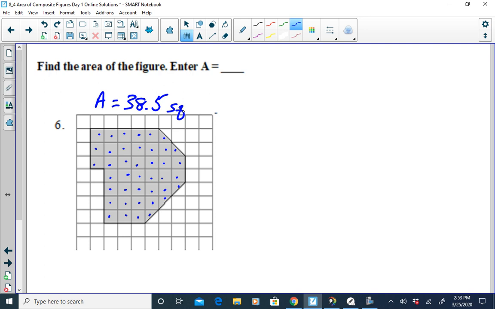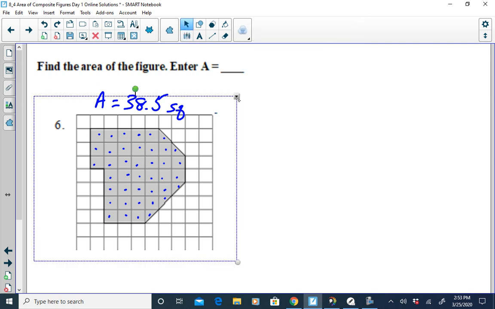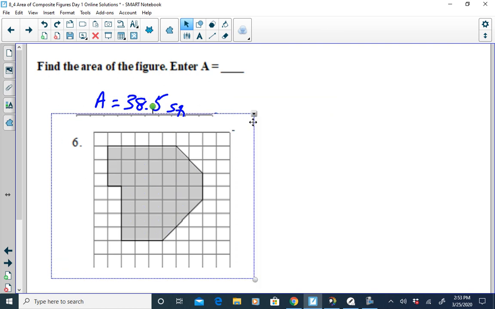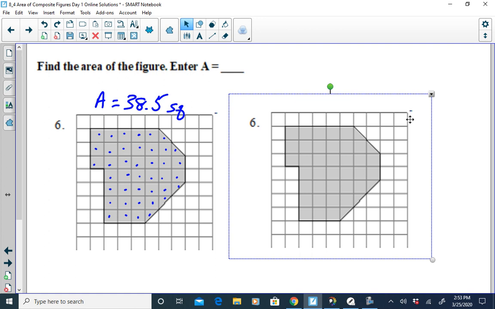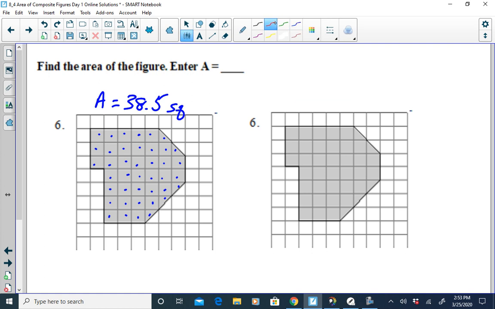Now that's if we're counting the squares. But if I take that same problem, I'm going to clone it, so I'm going to move this over here. Instead of counting squares, I'm going to split it into pieces. There's a lot of different ways to do this. So let's take away, let's do this here, and then do this here, and then what do we have here?